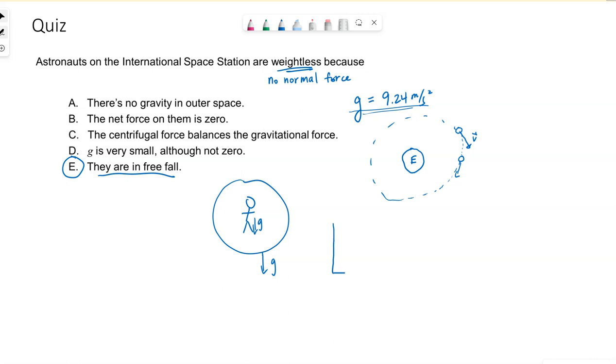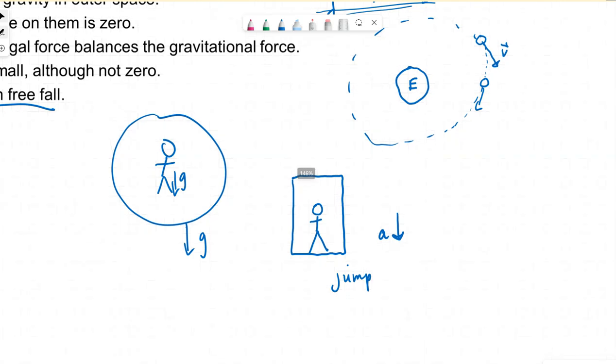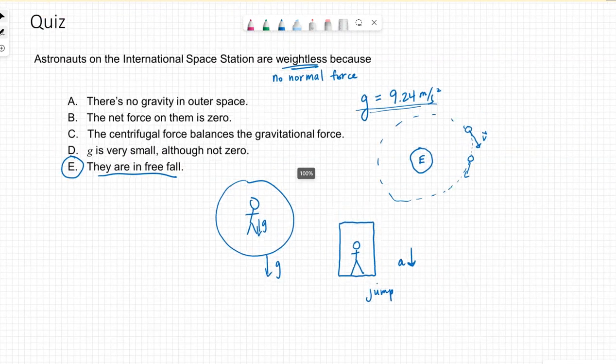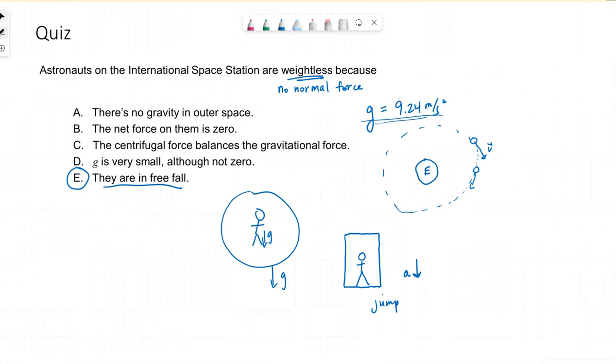It's the same idea. If you've ever been in an elevator, and right before, immediately at the moment the elevator starts to accelerate downwards, if you jump immediately as the elevator starts to accelerate downwards, you get a very brief feeling of weightlessness. Your feet have left the floor, but the elevator has also started moving down. And so you have a very brief feeling of weightlessness.